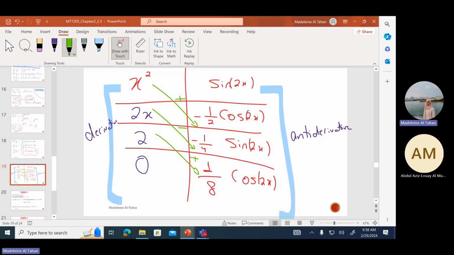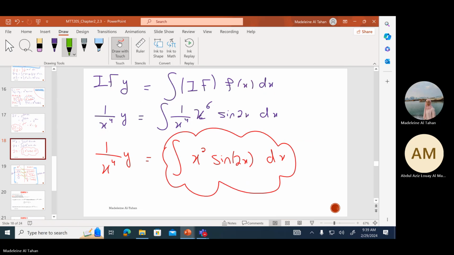What is the x squared? It's x squared sine 2x, right? Can you go back to the... Yeah, isn't it x squared, miss? x^6 and x^4. Okay.